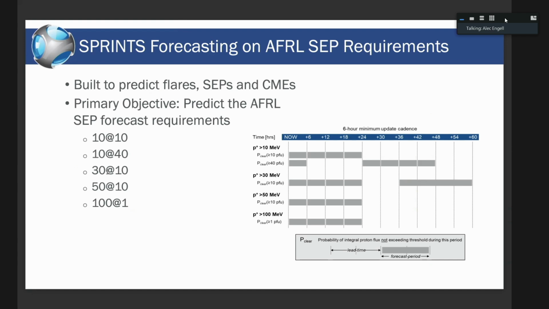But the primary objective was to predict these AFRL, Air Force Research Lab, SEP forecast requirements. So the list there is 10 MeV at 10 PFU, 10 MeV at 40 PFU, etc., all the way to 100 MeV at 1 PFU. And you can see a diagram there.